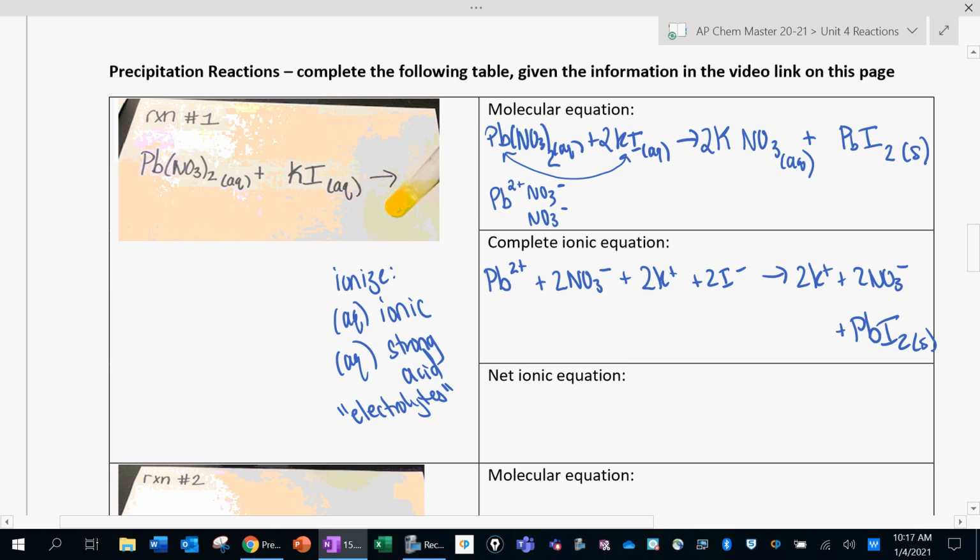And for your net ionic, you're going to look for spectators, things that are the exact same on the left and the right. So K+, NO3-, they're not doing anything. They're spectators, so I'm going to leave them out of my net ionic. So my net ionic just focuses on the things that actually change in the reaction. And so that's, I have a lead ion and 2 iodide ions react to form lead iodide. And that's the actual precipitation piece of this precipitation reaction. These ions coming together to form this insoluble solid.